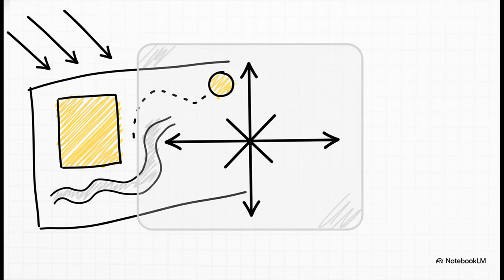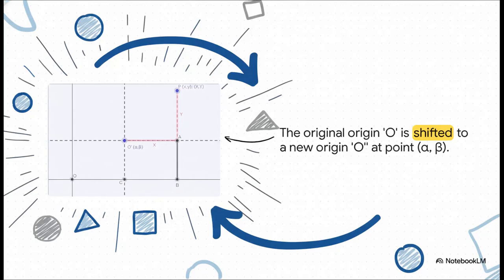The map didn't change at all, right? Just your frame of reference. That's exactly what translation is. And here's what that looks like on a graph. We start with our original center point, our origin, O. Then we just pick a new one. We'll call it O prime, at some point, alpha, beta.